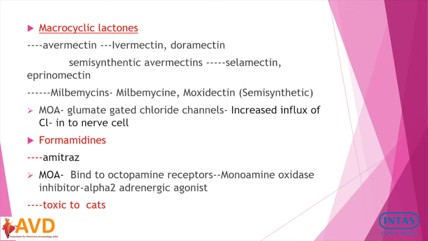Formamidines involve amitraz. The mechanism of action of amitraz is that it binds to octopamine receptors in the central nervous system of the arthropods, and it causes a monoamine oxidase inhibitor and alpha 2 adrenergic agonist action, like in the case of xylazine also. They are alpha 2 adrenergic agonists. But it is toxic to cats. It should be used carefully. It should not be used in the case of cats.